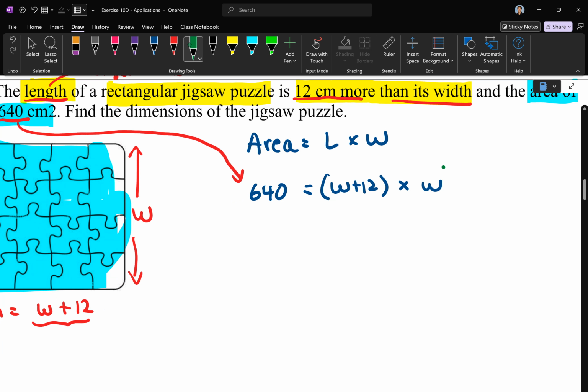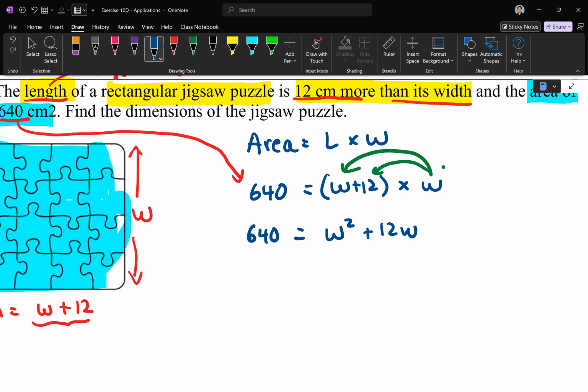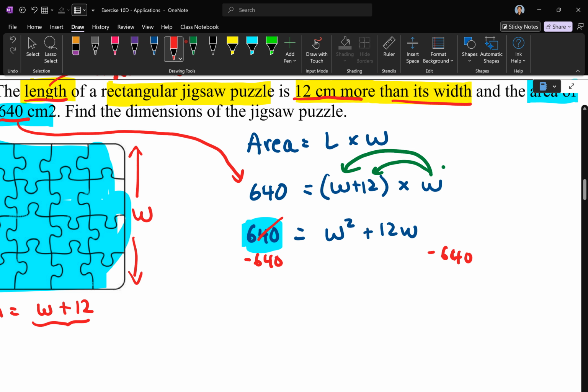So here we go. If you're doing times W, remember W times the W, and you also have to remember to times the 12. So let's expand it. What's W times W? W squared, and then 12 times W is positive 12W. You still have 640 on the left-hand side. Remember, to use null factor law, you need it to equal 0. So ideally, I want to make this equal to 0. How do I get rid of 640 on the left? Yeah, you minus 640. So if you minus both sides by 640, 640 minus 640 cancels out to be 0. And then now you have a quadratic equation.